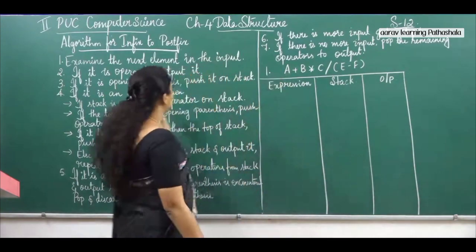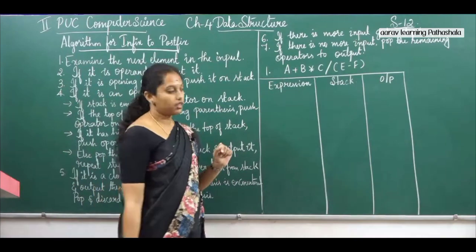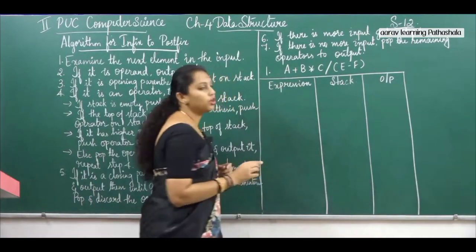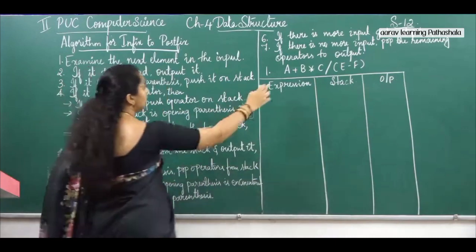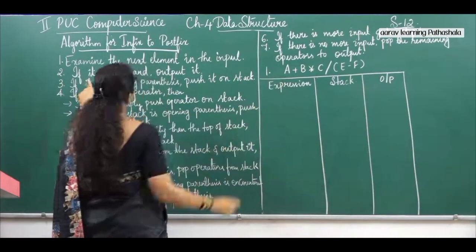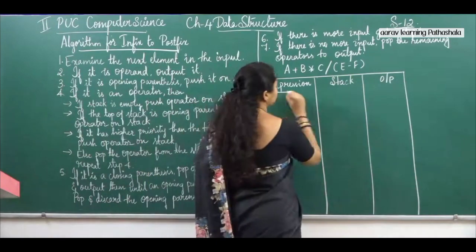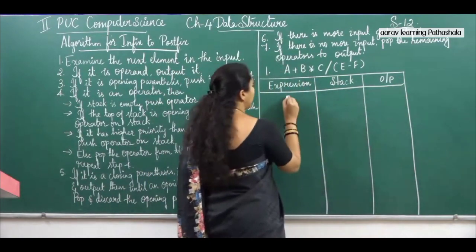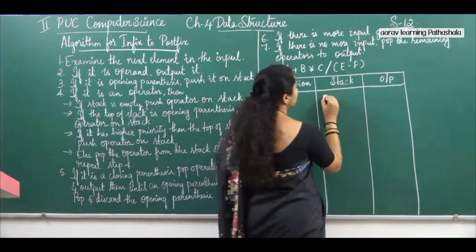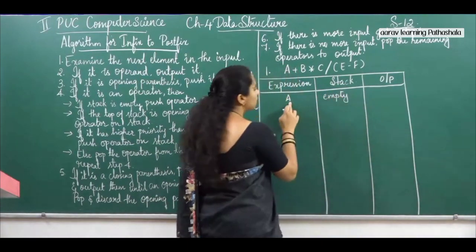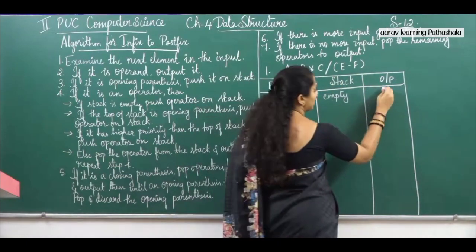So first we have to examine the elements in the input. The first is an operand. A is an operand. So what do we have to do? We have to output it. Here the stack is empty, and we are outputting an operand.